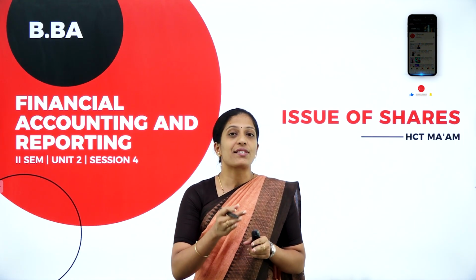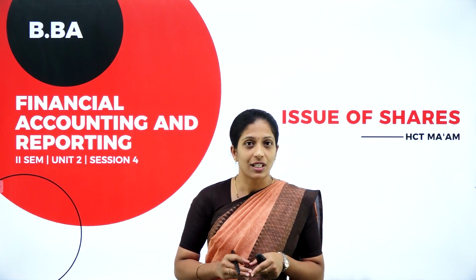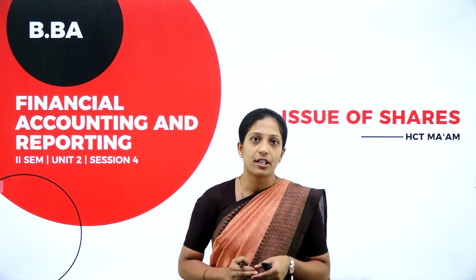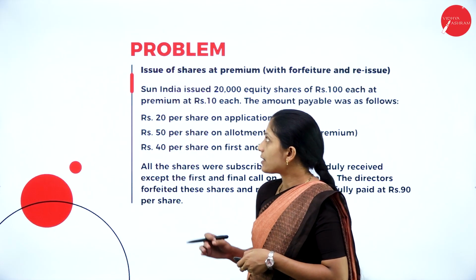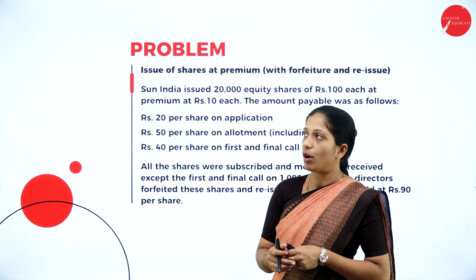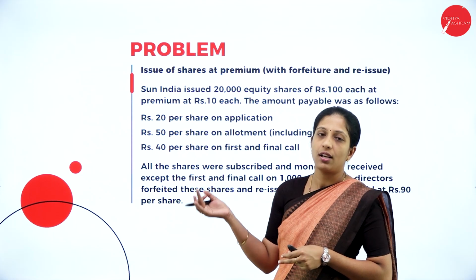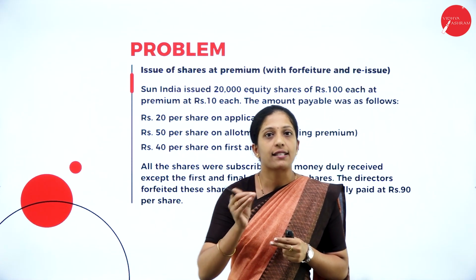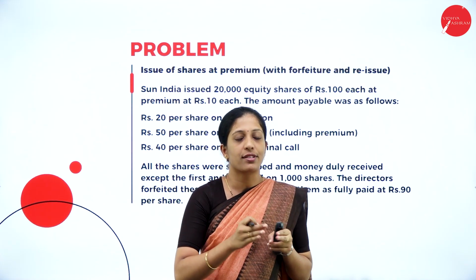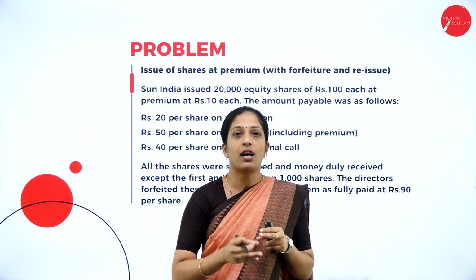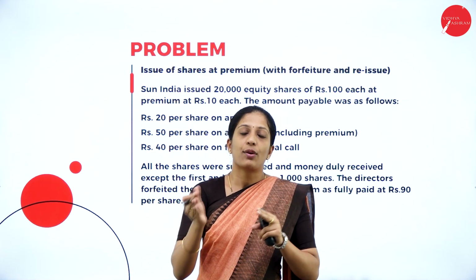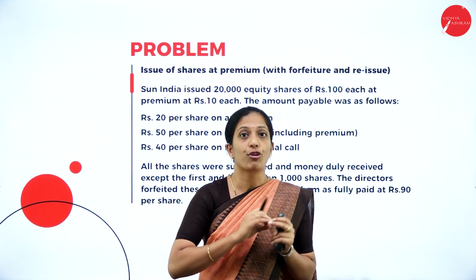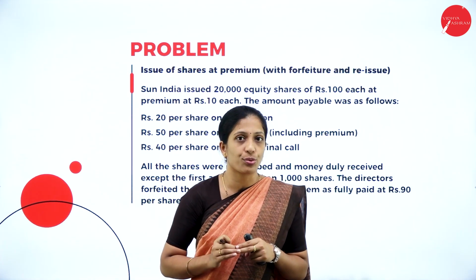In your previous sessions, we have already discussed a few of the theoretical concepts and also learned a few of the problems relating to issue of shares. In today's session also, we shall continue with a problem under a different situation. In your previous session, we had solved a problem where the shares were issued under application stage, allotment stage, first call, second and final call, and there was a problem where we had forfeited the shares and reissued them.